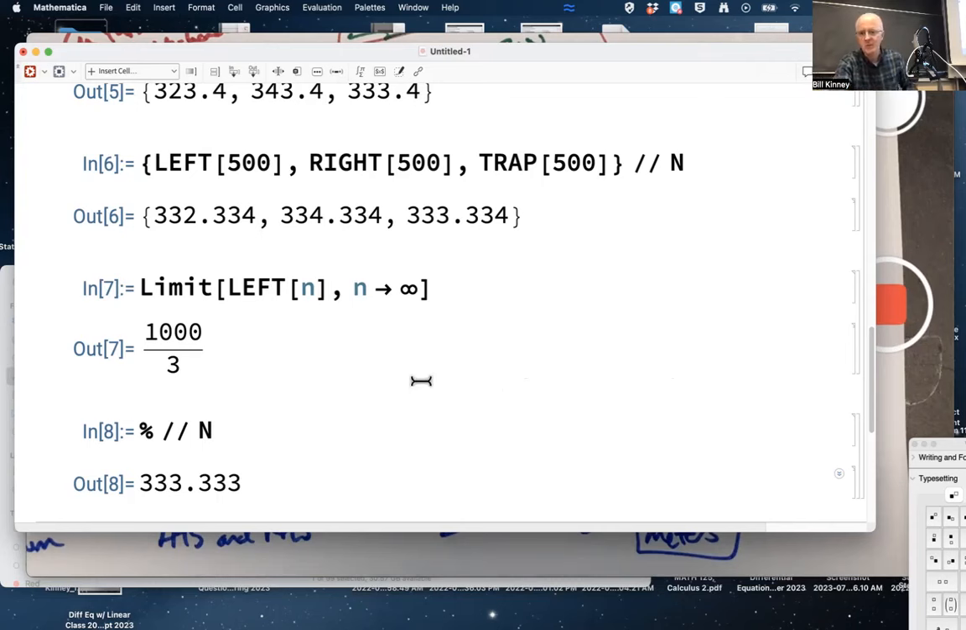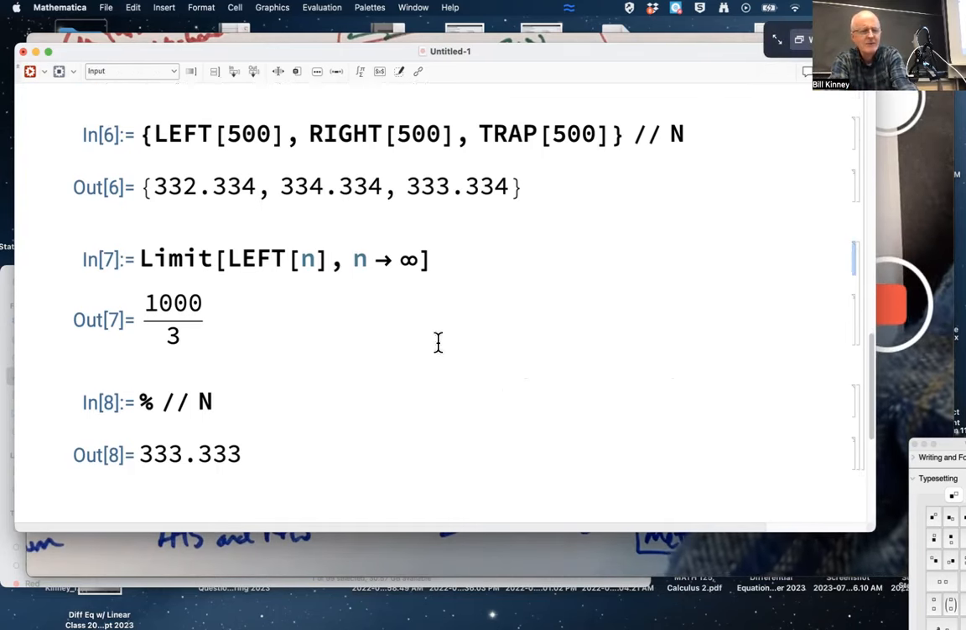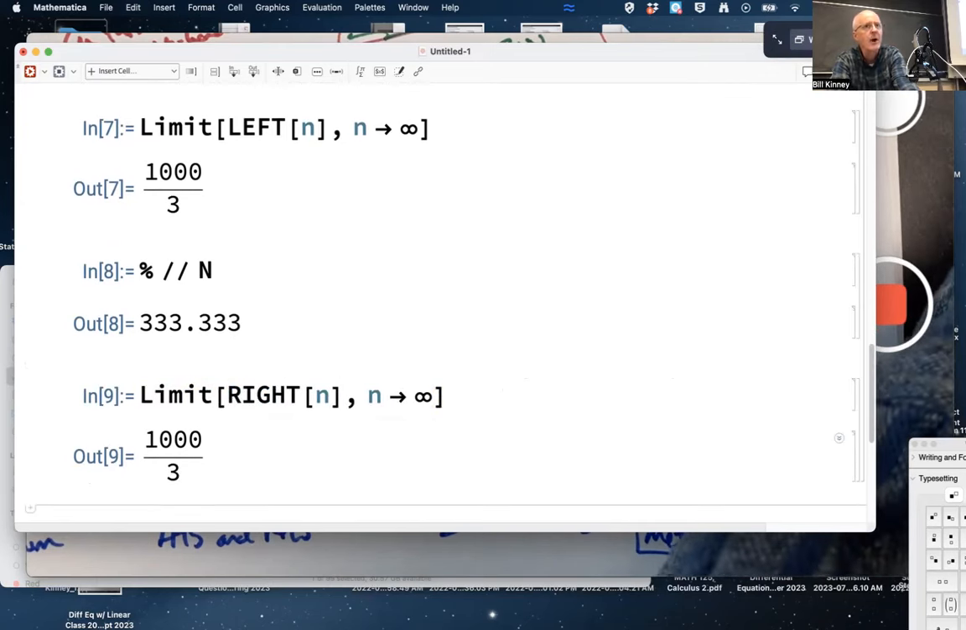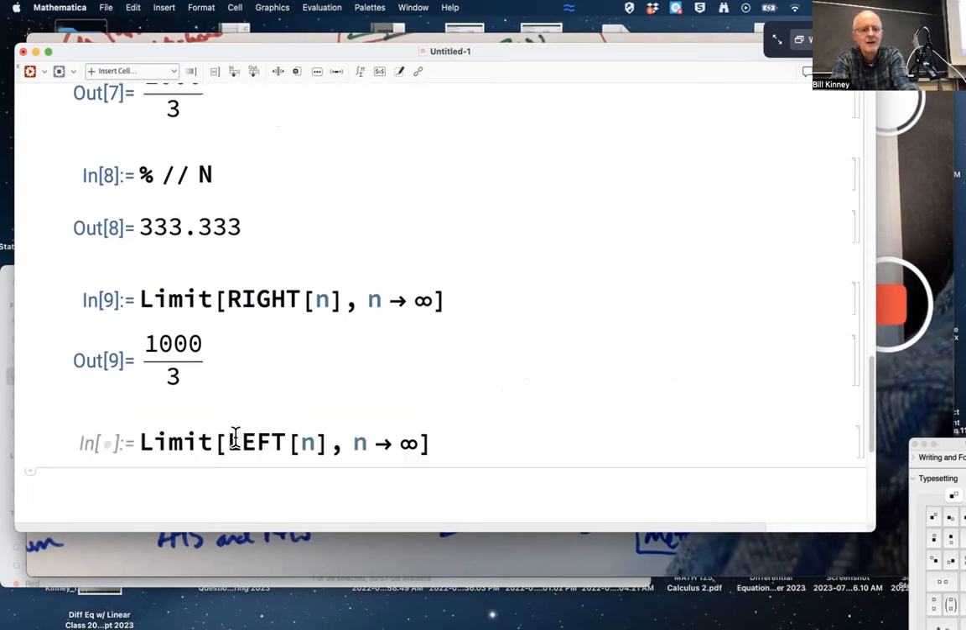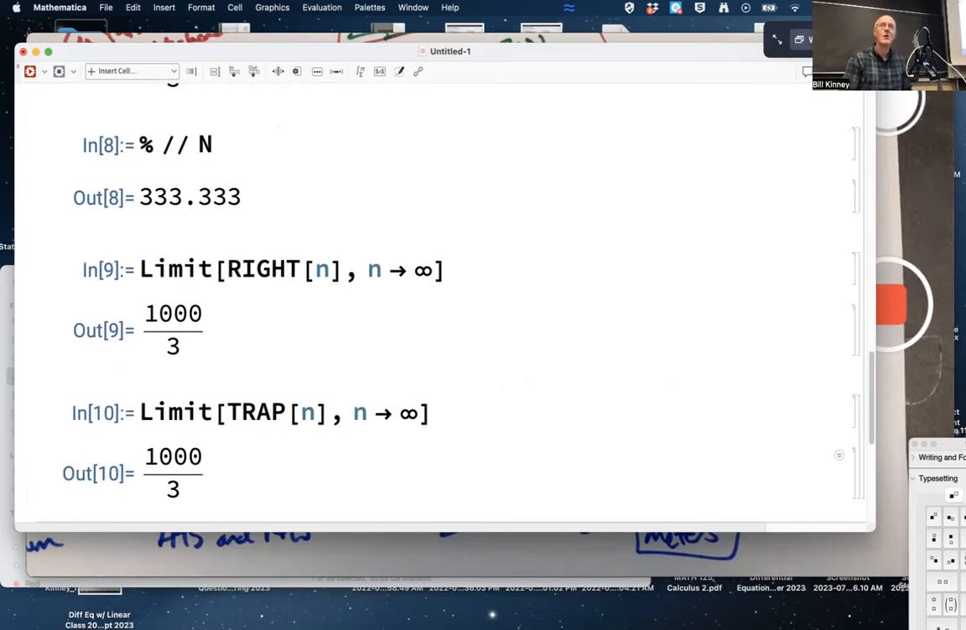/n will do a numerical approximation. I did that with left. Why did I pick left? Oh, because I felt like it. I can also do it with right. I can also do it with trap. The limit is the same no matter what you do. I guess it would have to be if they're all doing better and better at approximating the answer as n gets larger and larger. The limits would have to be the same.